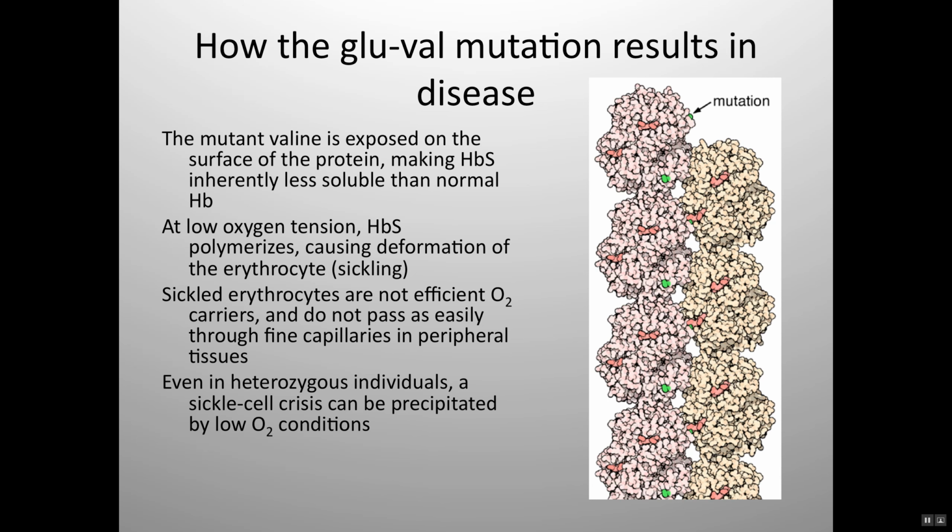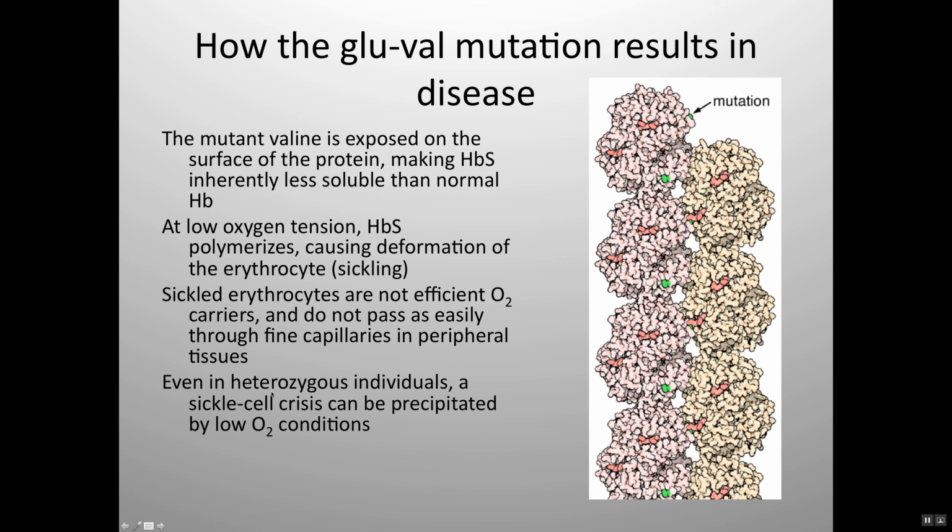Now, this is particularly a problem at low oxygen concentrations. What happens is this hemoglobin S will tend to polymerize. We can see this here. We tend to get the formation of these polymers of numerous hemoglobin subunits. These polymers, these filaments of hemoglobin, will actually deform the red blood cells, causing this phenomenon called sickling. These sickled erythrocytes are not efficient oxygen carriers, and they don't pass as easily through the fine capillaries in peripheral tissues, so they can actually block peripheral tissues, and will also lead to lower oxygen delivery to the peripheral tissues.